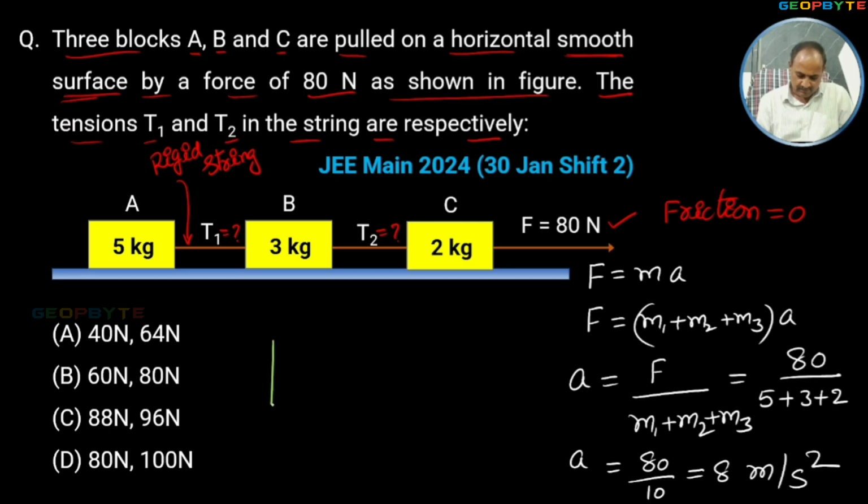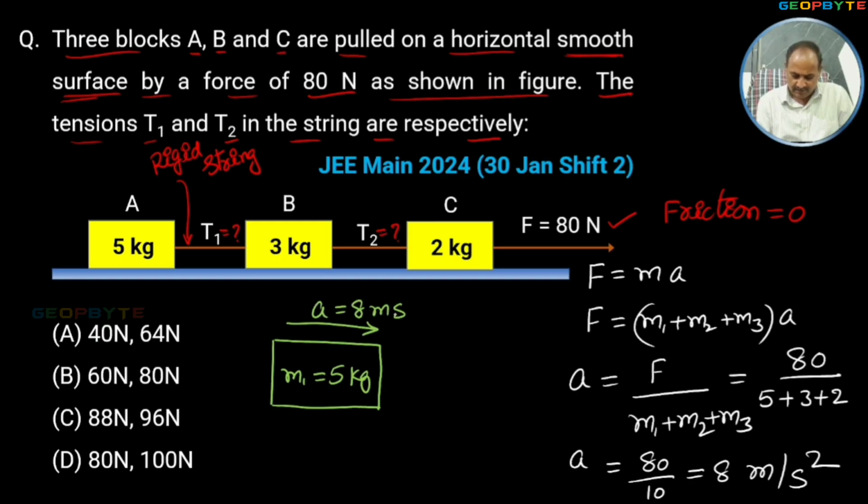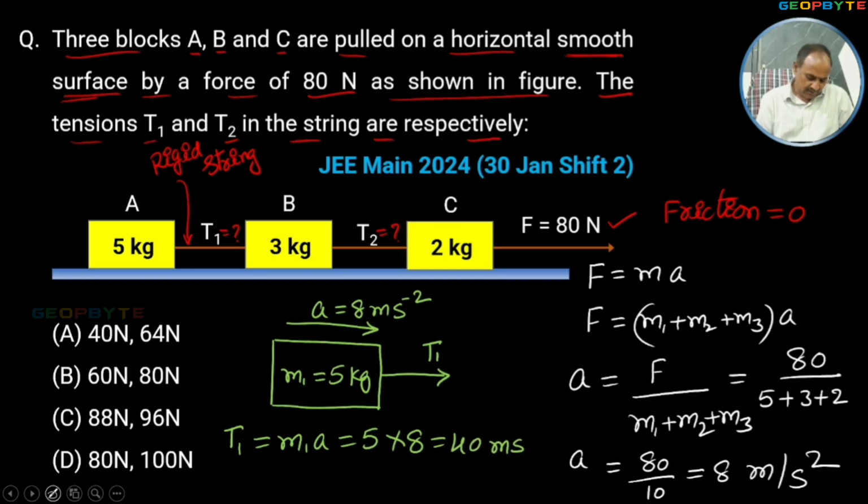For that, let's take the block 1 of mass m1 equal to 5 kg. It is accelerating with a equal to 8 meter second power minus 2. The tension T1 is acting towards right. This T1 must be equal to m1 times the acceleration, m1, 5 into 8, equal to 40. The tension is a kind of force. It is newtons, 40 newtons.